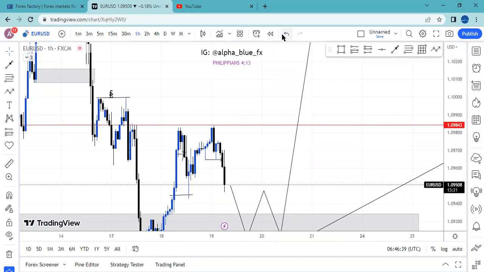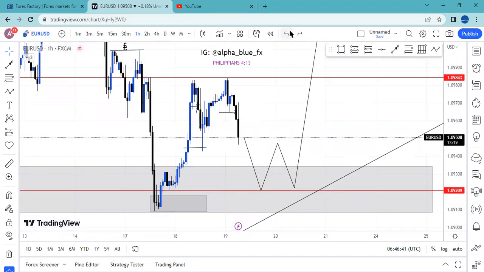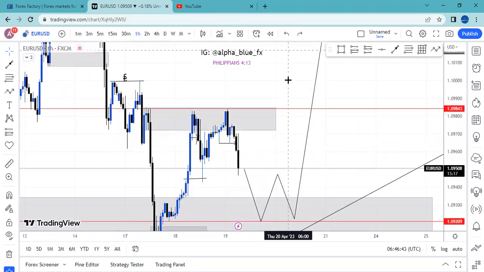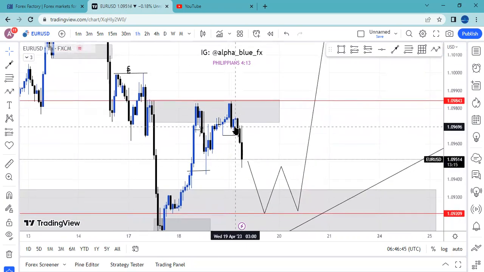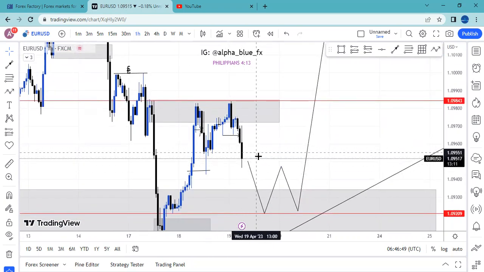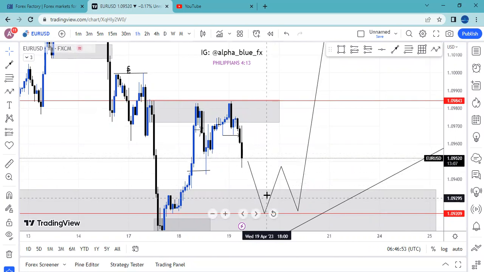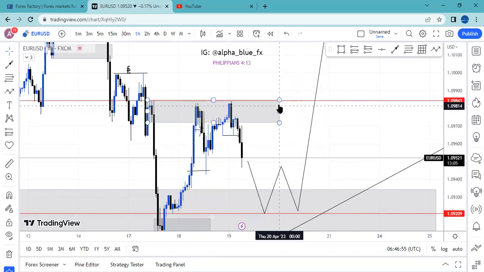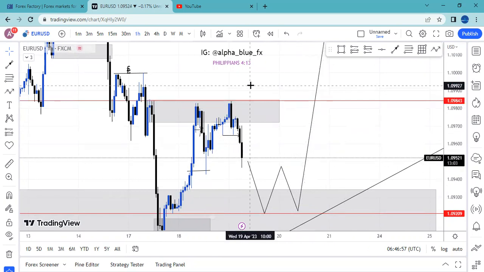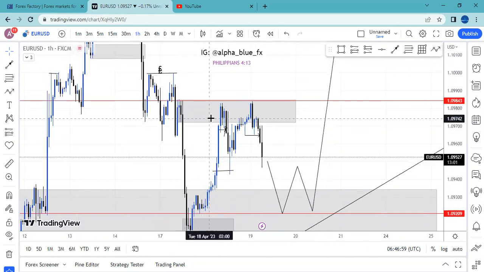So that's one thing that I'm expecting. Right now, all of this sell move, all of this bearish move is just a short-term move. I'm anticipating that in the long term, we'll get to see a very strong bullish move to continue the bullish trend on Euro USD.